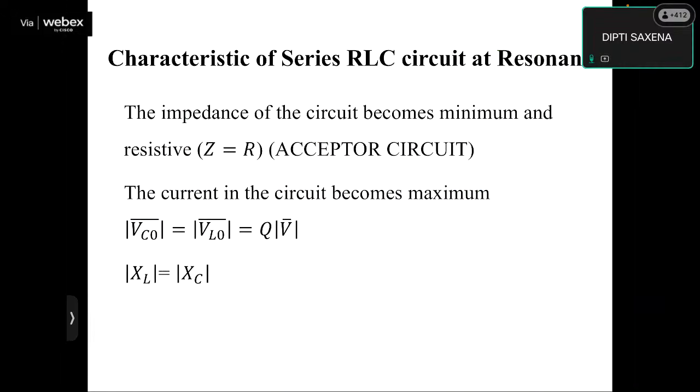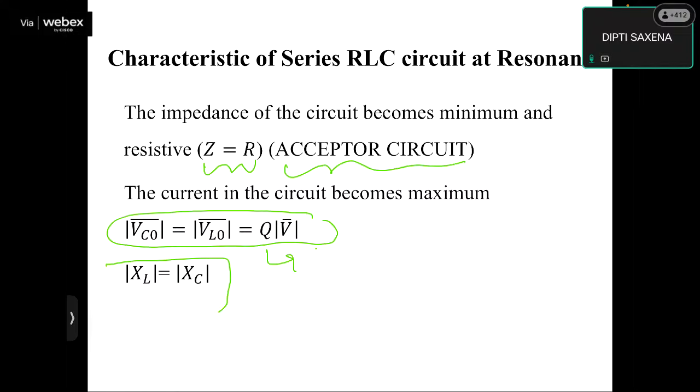So the characteristics of the series RLC circuit at resonance is that it has a minimum impedance, that is, your current is maximum. So it is called an acceptor circuit. The magnitude of voltage across the capacitor is equal to the magnitude of voltage across the inductor, and both of the magnitudes are amplified by a quality factor, that is, it is equal to Q into the magnitude of the source voltage.